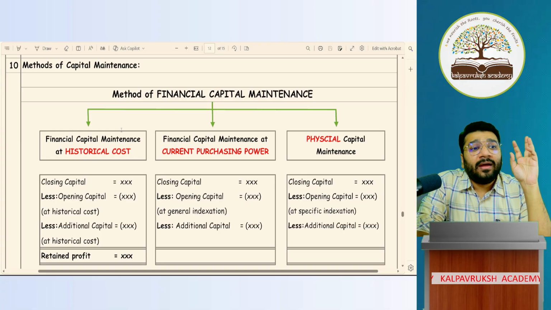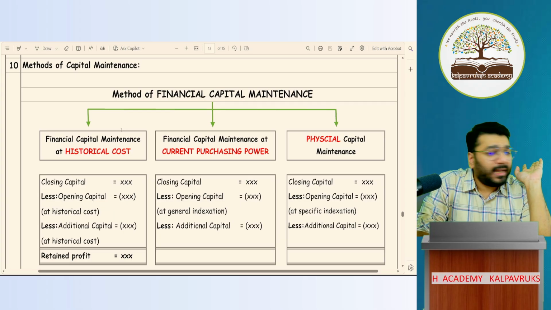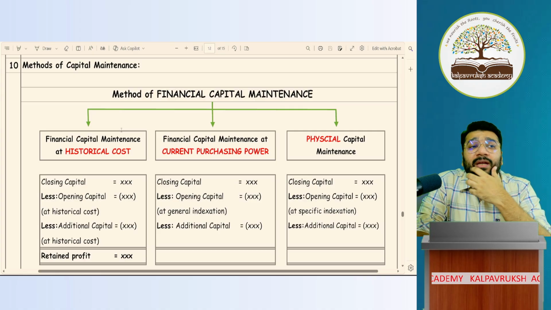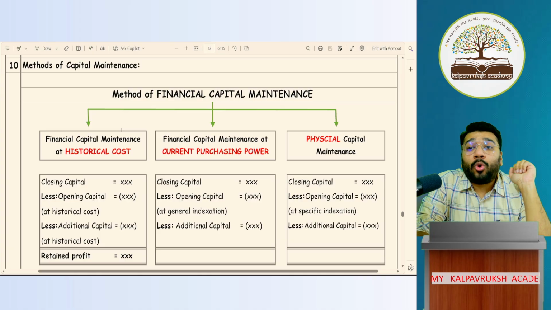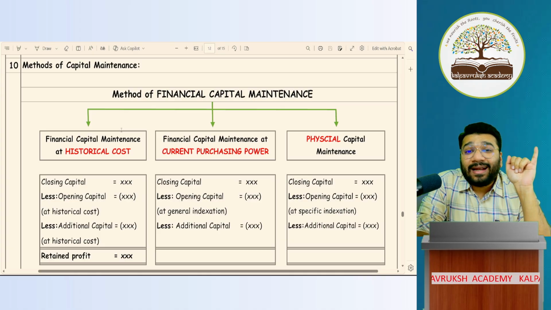Today morning we learned how to prepare the financial statement under non-going concern basis. Correct? After that, what did we see? What are the 4 qualitative characteristics of financial statement? Understandability, reliability, relevance, comparability.